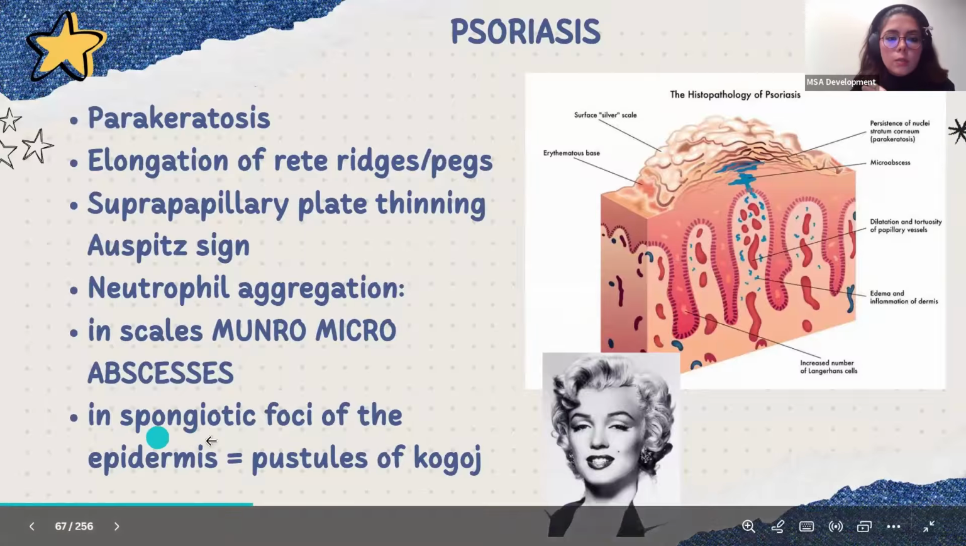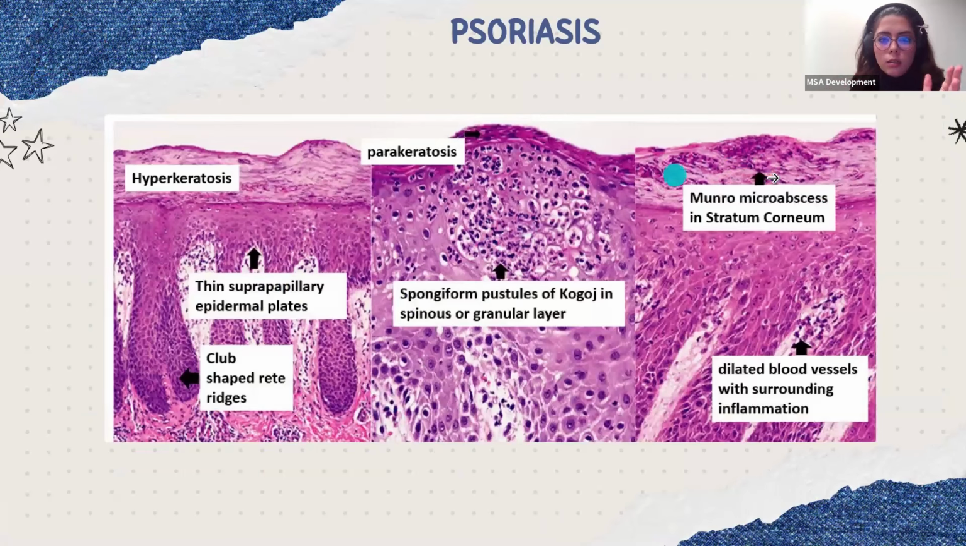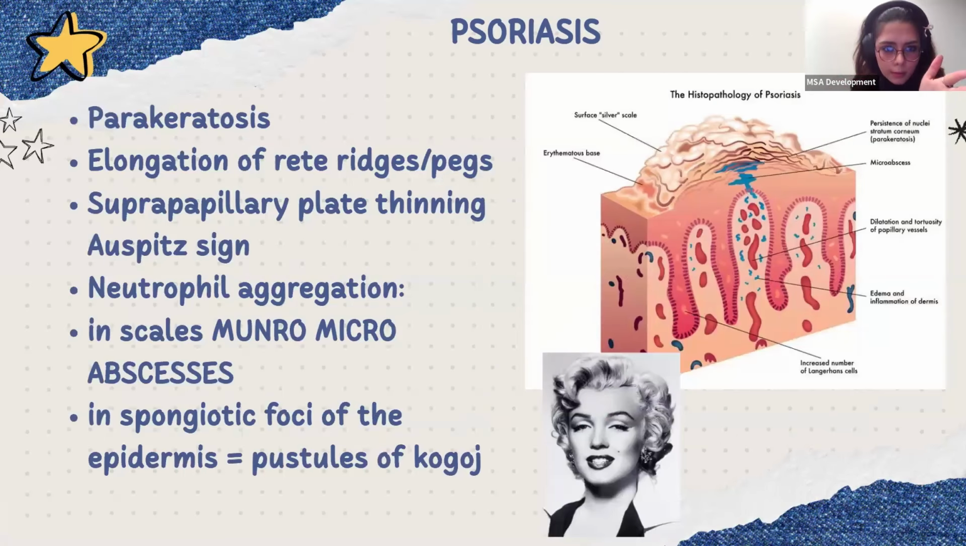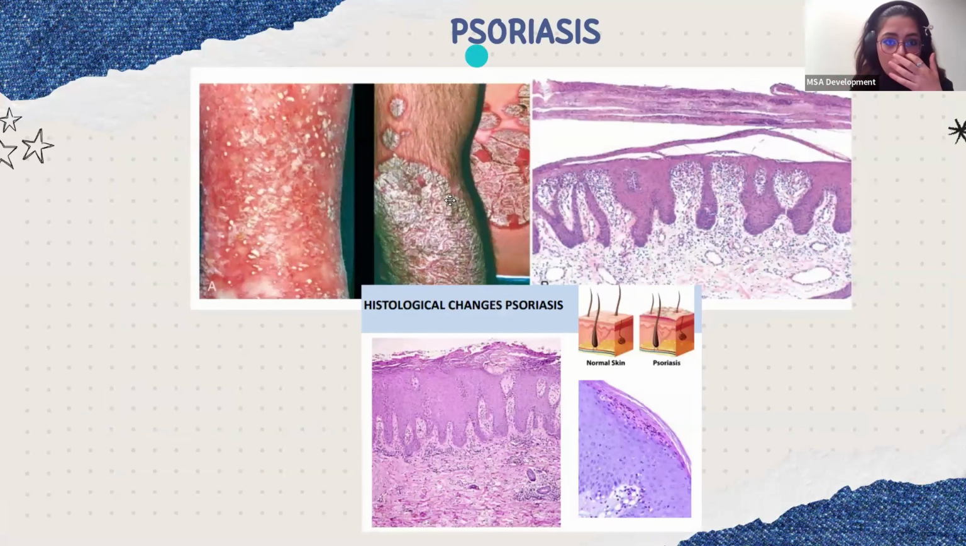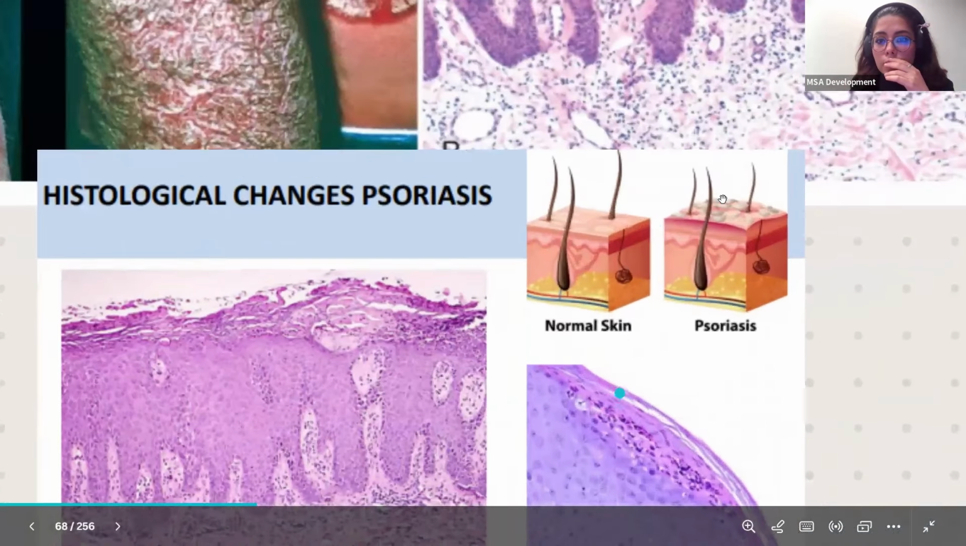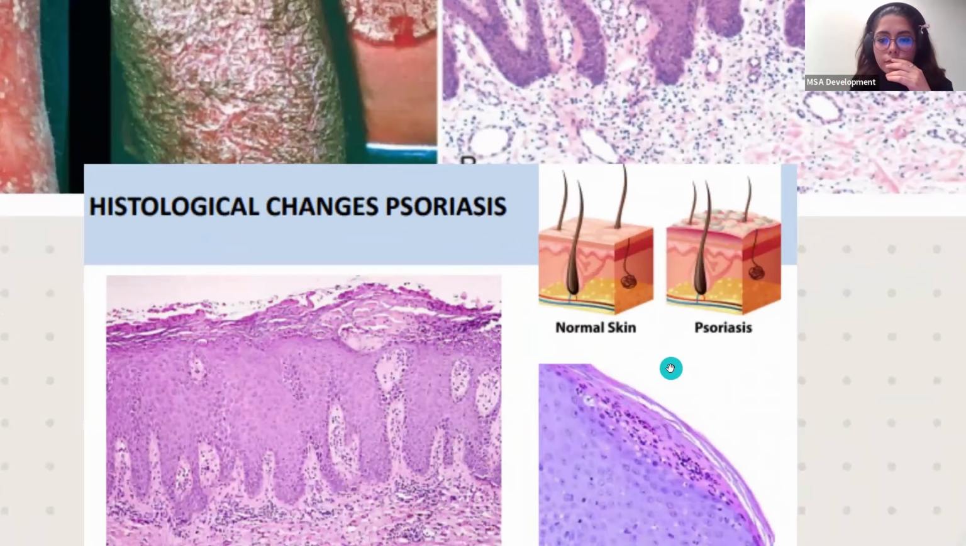And in the spongiotic foci of the epidermis, pustules of Kogoj. Just know this as is. There's not much to it. Keep it in the back of your head. No, keep it in the front of your head. This one you keep in the front. More psoriasis, histo slide. See over here, it's scaly.